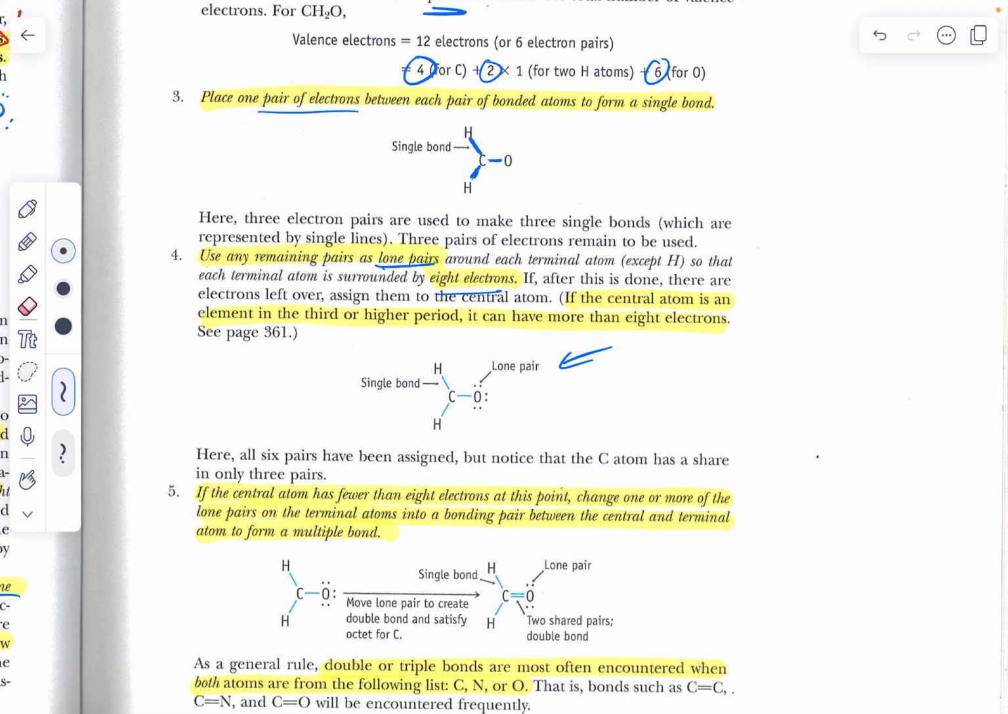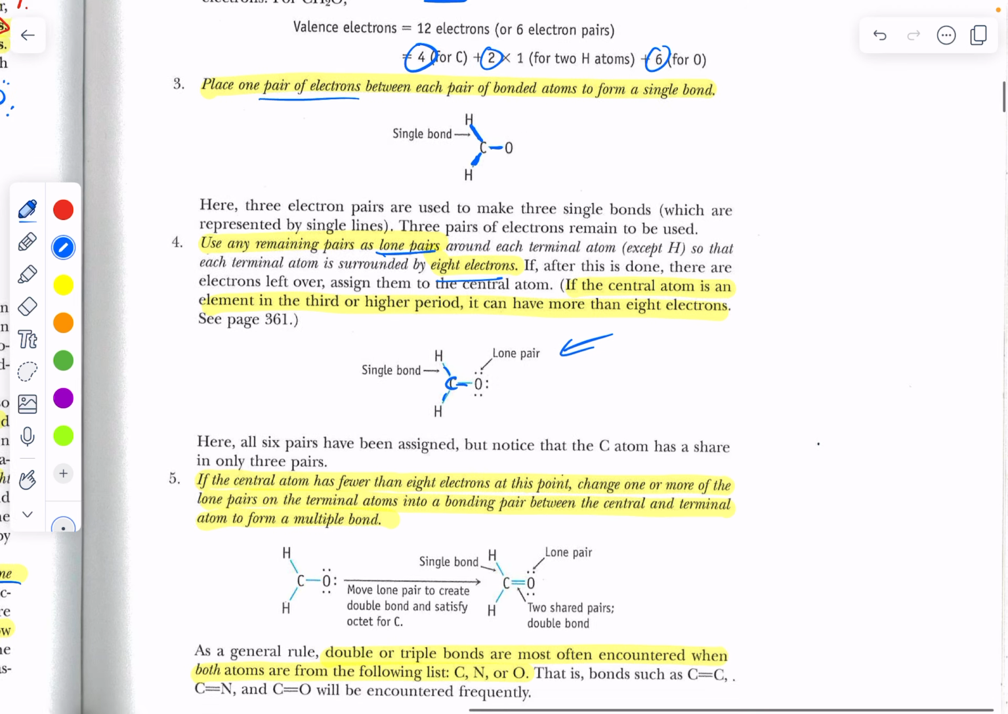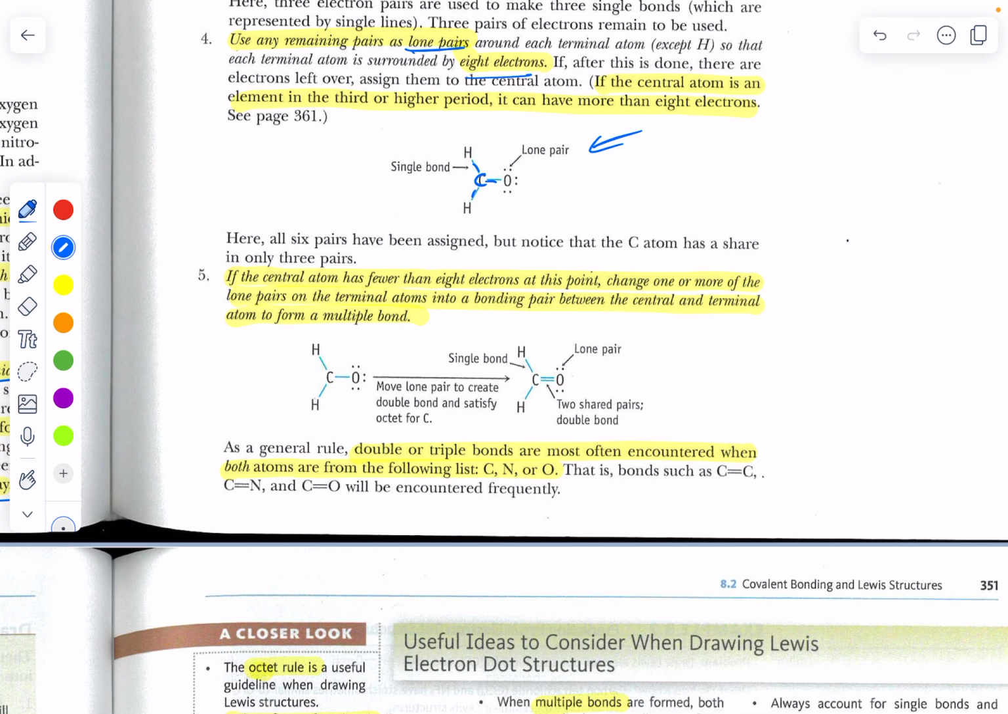We want to remember that we have to obey the octet rule. And you notice carbon only has 3 pairs of electrons. 1, 2, 3. So carbon needs another pair of electrons. Where can I get another pair of electrons? Well, we come down here and we shift one of those pairs of electrons from here and make a double bond. And so now carbon has 4 pairs of electrons. You can see the 4 dashes coming from carbon.